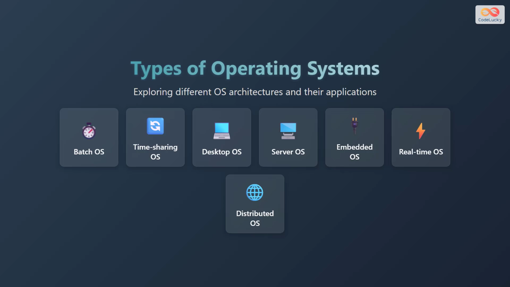In this video, we will explore the fascinating world of operating systems and the different types that power our digital devices. We'll examine various operating system architectures and their real-world applications. Get ready to dive in and discover the core functions that make our computers, smartphones, and other gadgets work seamlessly.